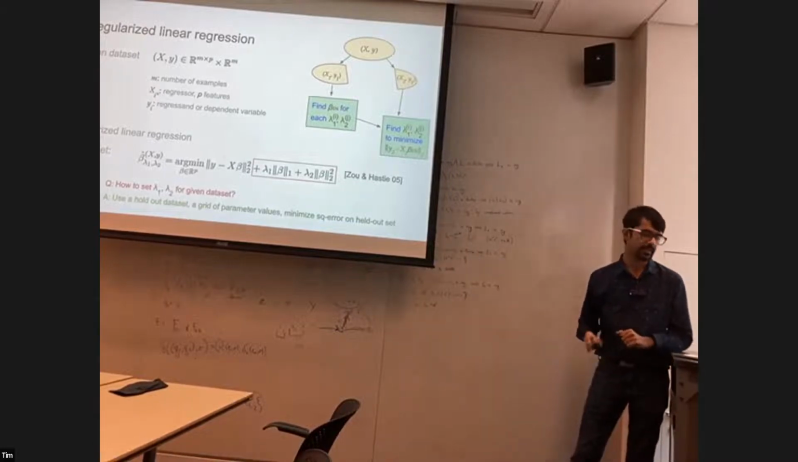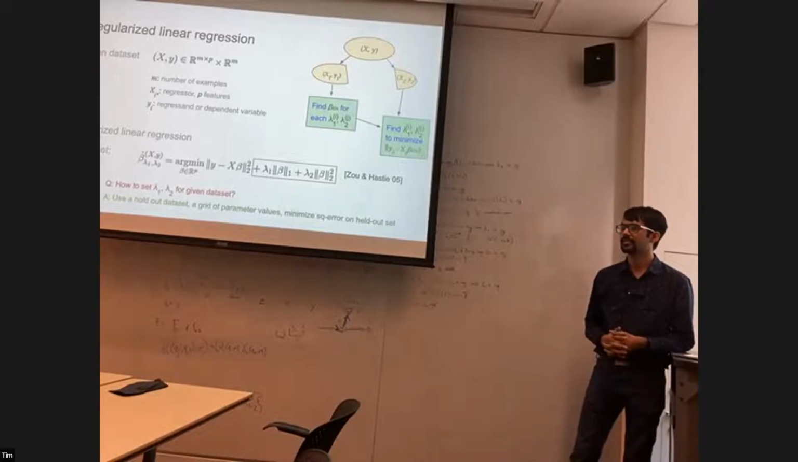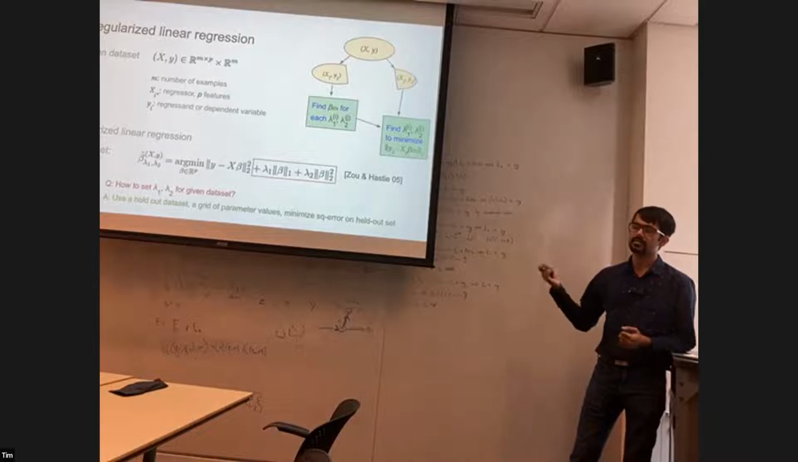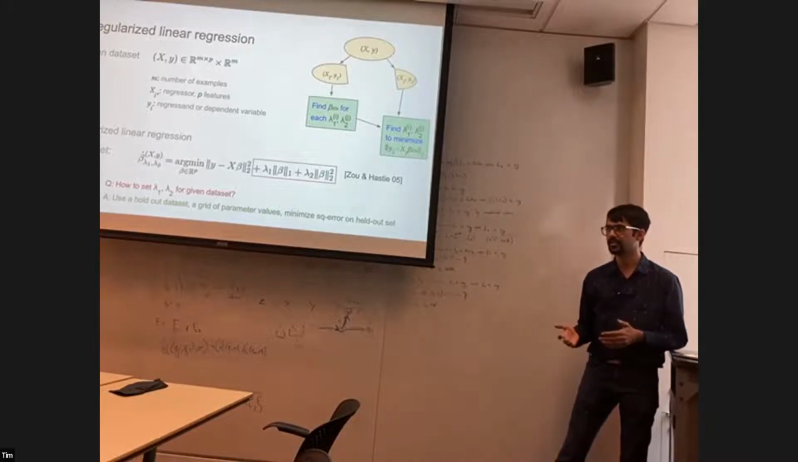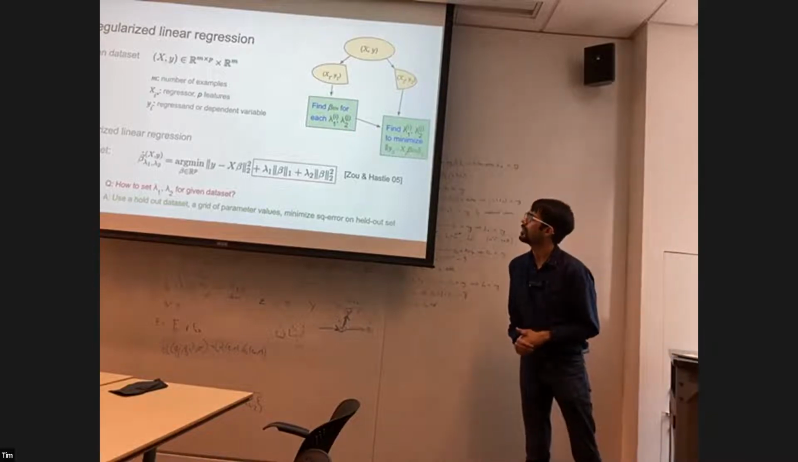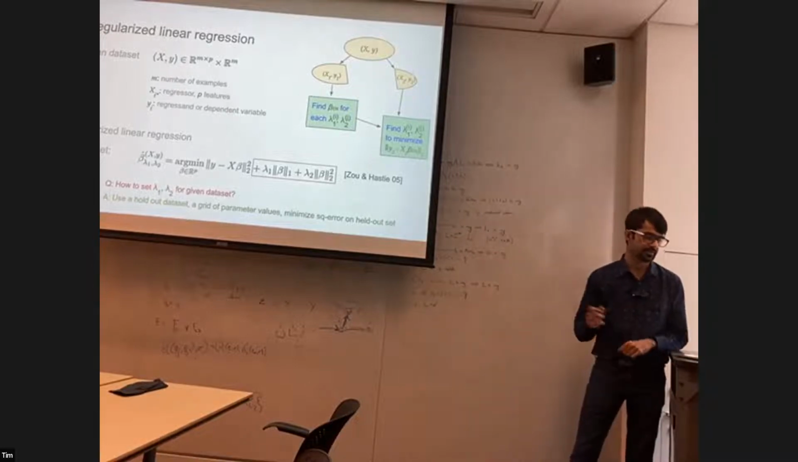But the problem with that is we don't have nice guarantees on how well they perform on an unseen example. So we want to essentially give some kind of guarantees on how well your choice of lambda and lambda 2 performs on unseen examples.